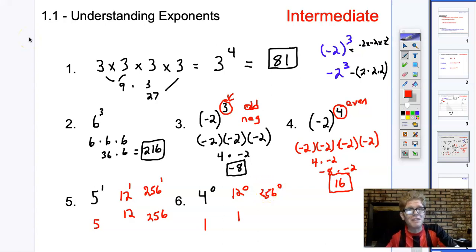Inevitably, some of you are going to ask me why, and that's going to require me to do a mathematical proof for you. So I can do that at a later time, but just trust me on this. Anything raised to the 0 power is 1.